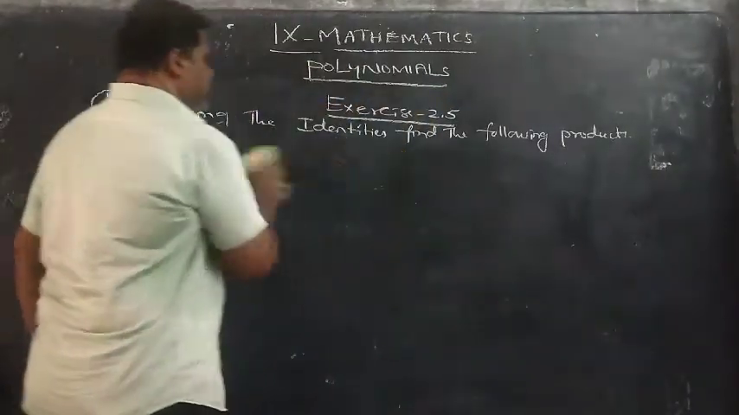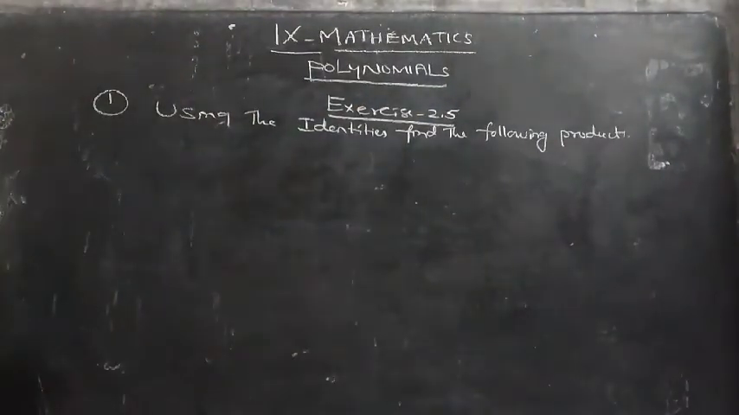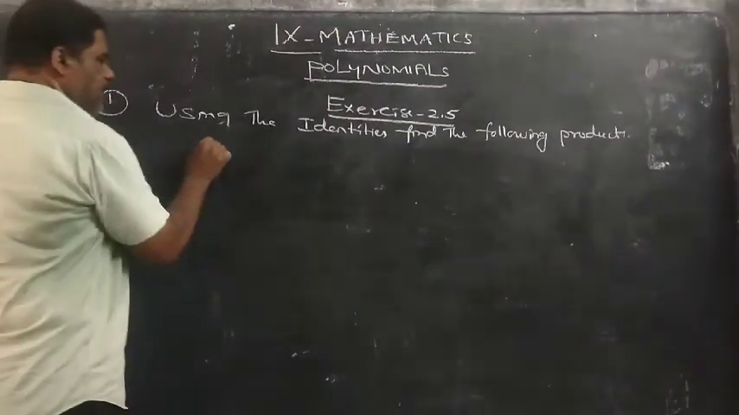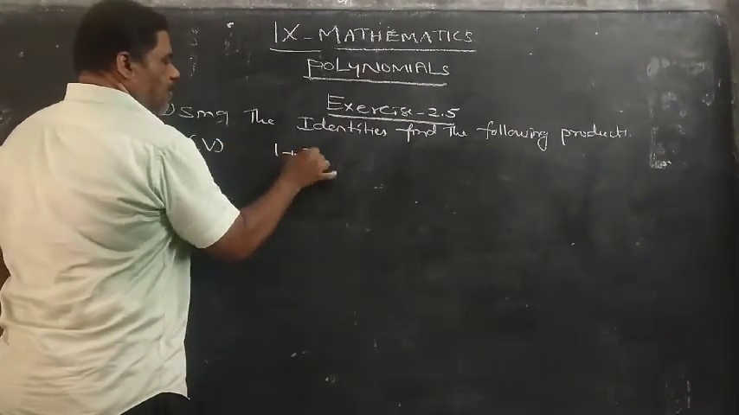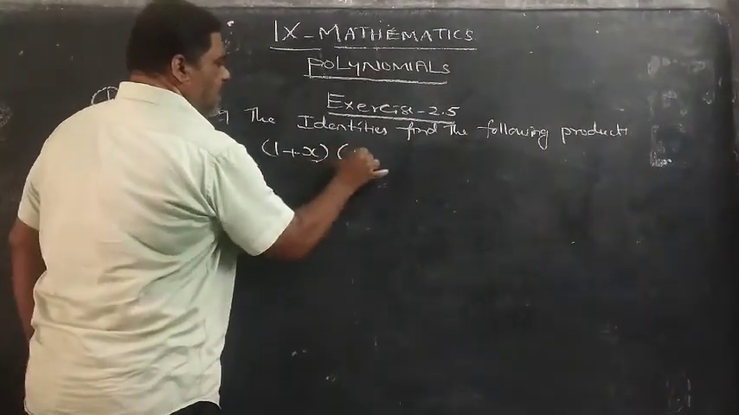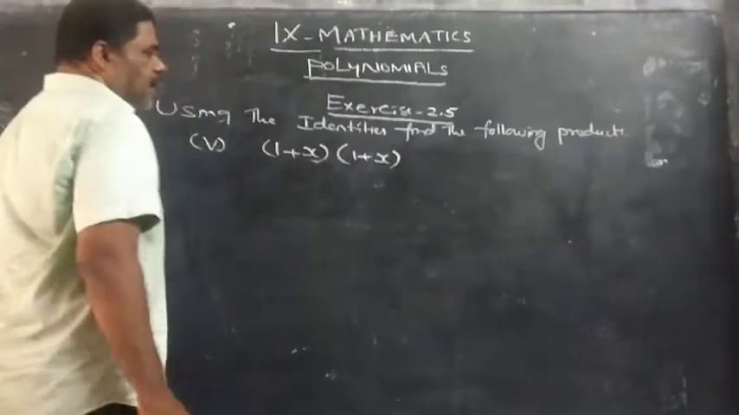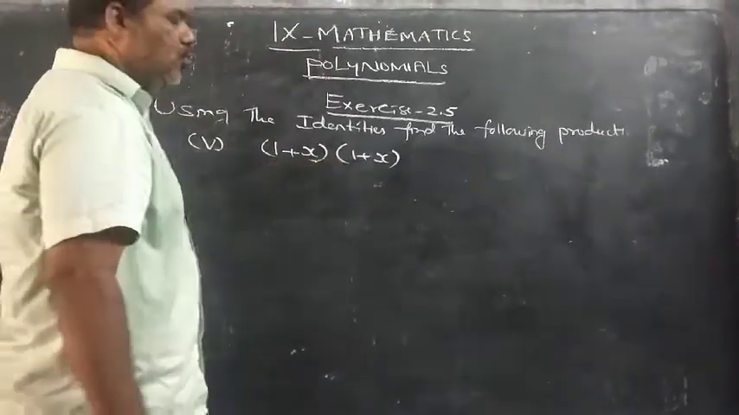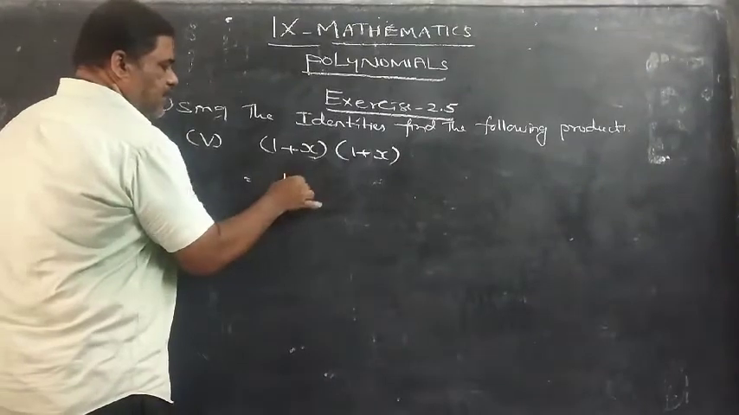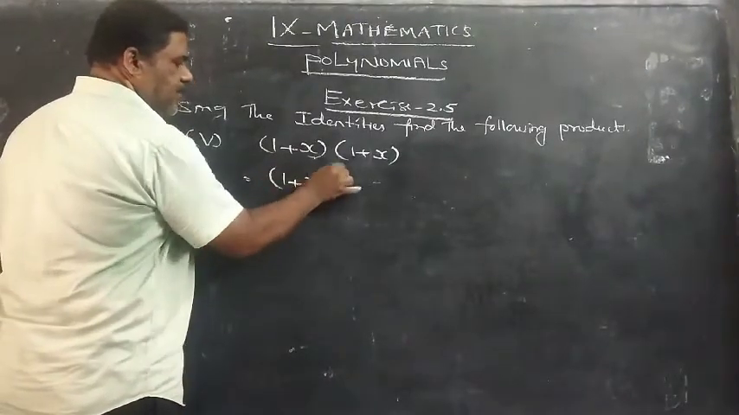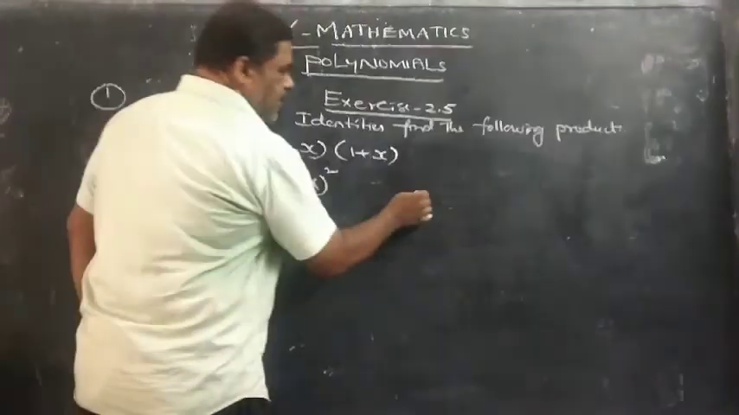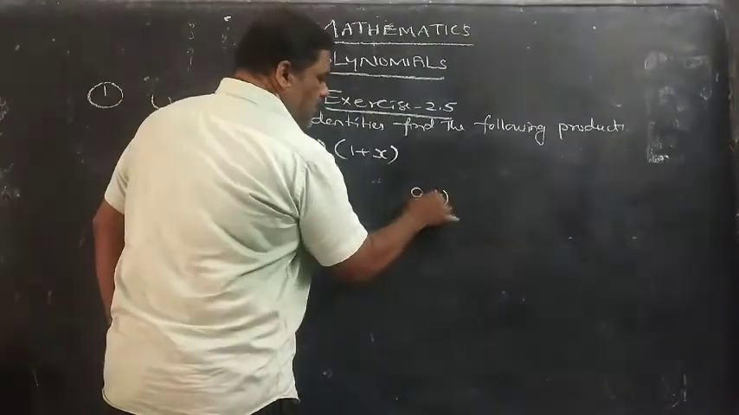Right, last bit is the first problem, the fifth one. 1 plus x into 1 plus x. Here 1 plus x we are getting 2 times. So you can write 1 plus x whole square. Then it will become in the form of a plus b whole square.